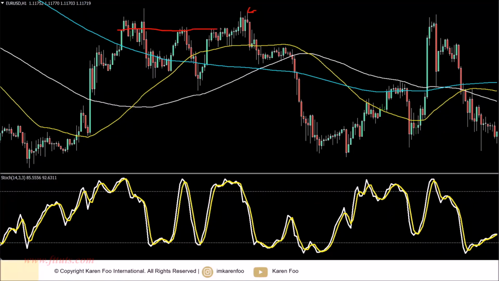It is formed in a resistance zone, and hence the price bounces off from here, especially when you see a confirmation red candle after that. But then you see almost the same pattern happening right down here, and instead of the price going down, it continues to go up. Why is that? Because it is formed at a support level.